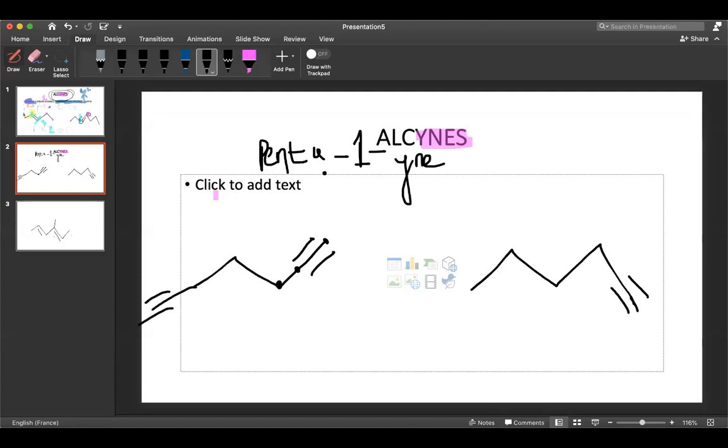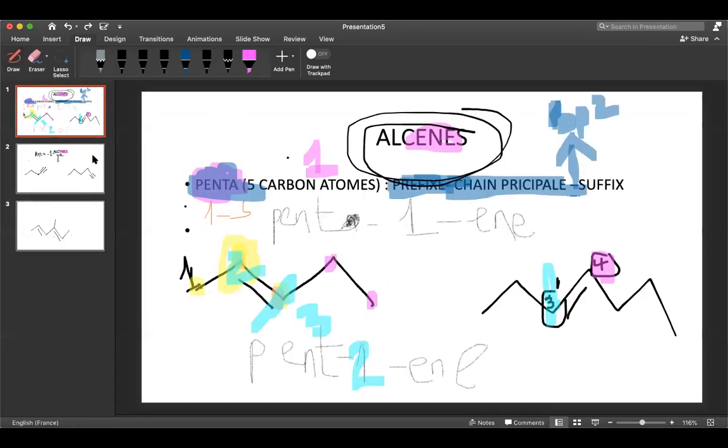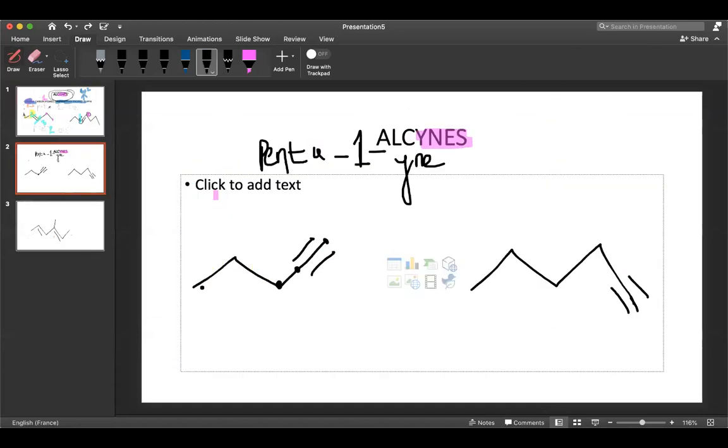Yeah. Why pent instead of but? But, how many? Come on, 1, 2, 3, 4, 5. There are 5 carbon atoms, boss. Is it me that has gone wrong? Sure, just wait. Yeah, there are 5. I thought this is like a straight line. No, let me think.